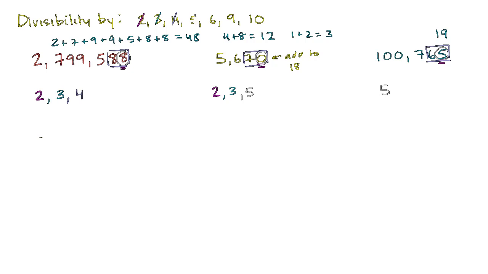So once again, this is divisible by 5. Now the number 6. The simple way to think about divisibility by 6 is that you have to be divisible by both 2 and 3 in order to be divisible by 6, because the prime factorization of 6 is 2 times 3. So here we're divisible by 2 and 3, so we're going to be divisible by 6.